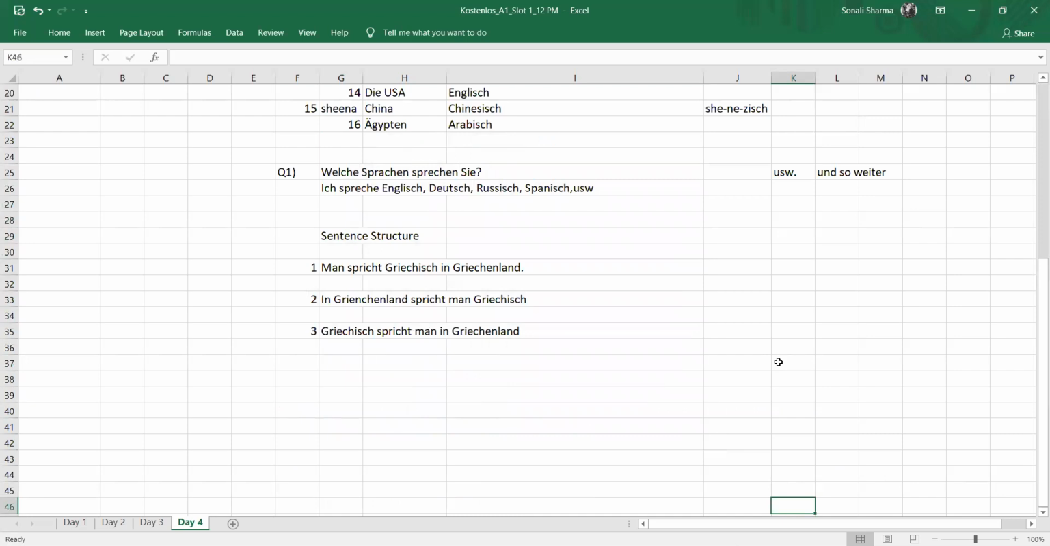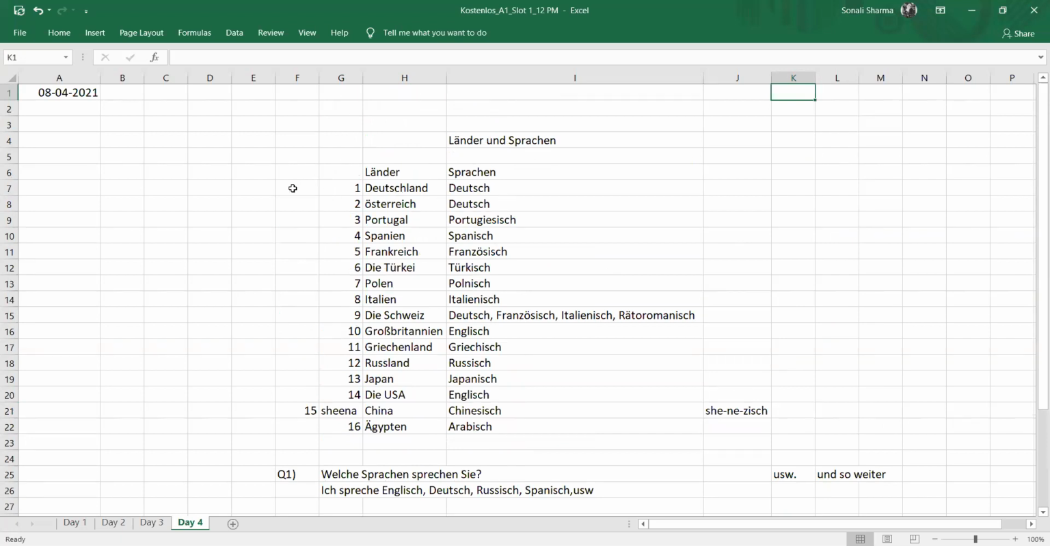Now comes the next part. We will be learning about the Autokennzeichen, that means the symbols for the country. I will be writing just here. In front, before Deutschland, for Deutschland the symbol is D. These are Autokennzeichen, that means symbols. So I'm writing here the heading, Autokennzeichen.